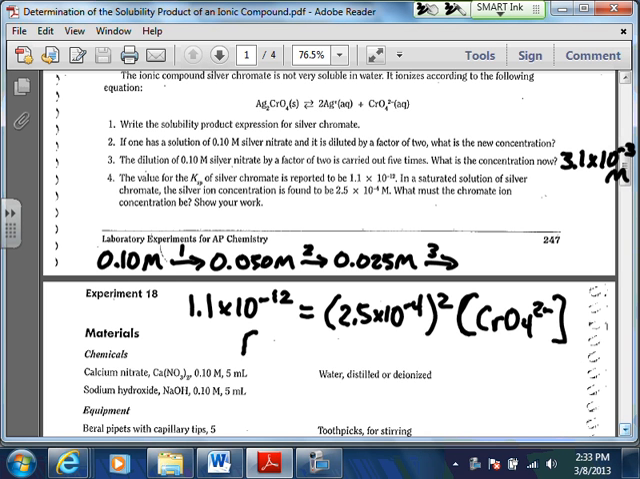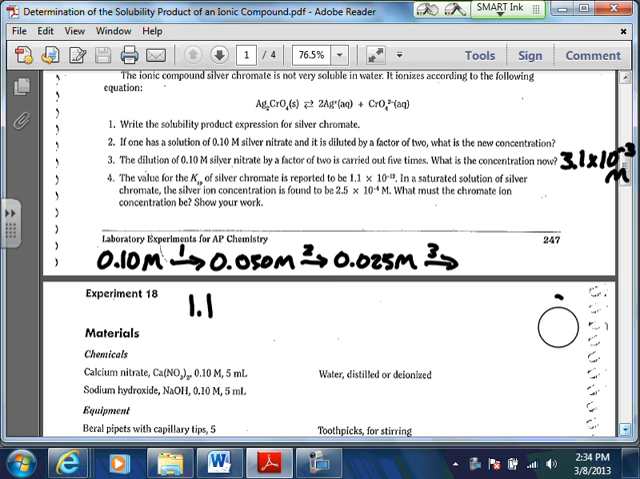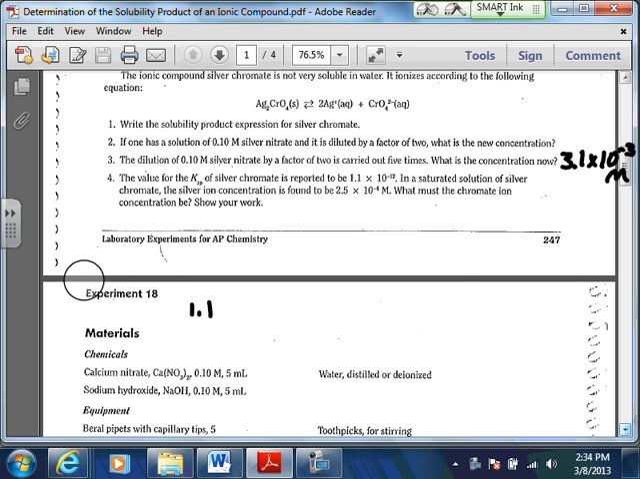Should end up with a chromate ion concentration equal to 1.8 times 10 to the negative fifth. So that's what the concentration must be here, because it's a saturated solution, which means that we are at equilibrium here. Again, not really a lot to the pre-lab or this lab in general. It should be fairly straightforward.